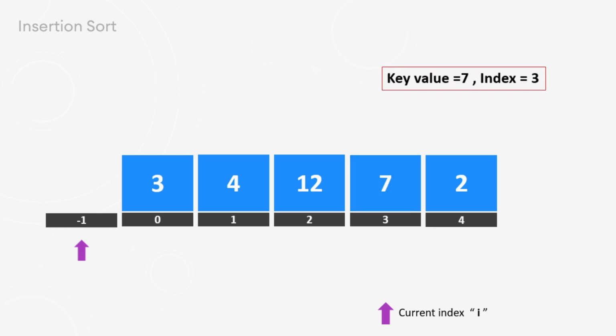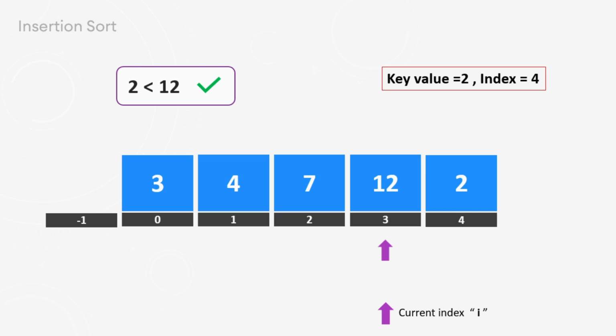Now my key value is 7. Start comparing from the left. Now we have to repeat the steps that we did before. Comparing the value at I and the key element, and if the key element is smaller, we have to copy the value at I to the right. That's what we are doing here. 7 is smaller than 12, copy 12 to the right. Decrement I. As 7 is not smaller than 4, the condition fails. When the condition fails, insert the key value at I plus 1 position. Now choose the next key element.